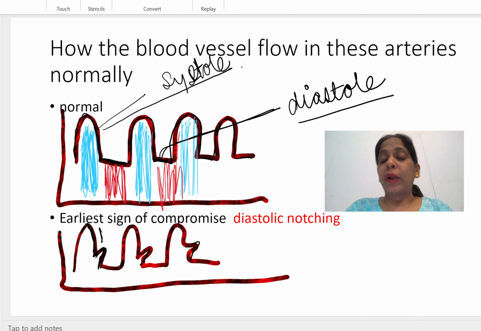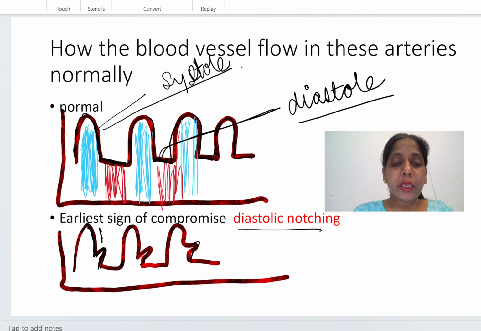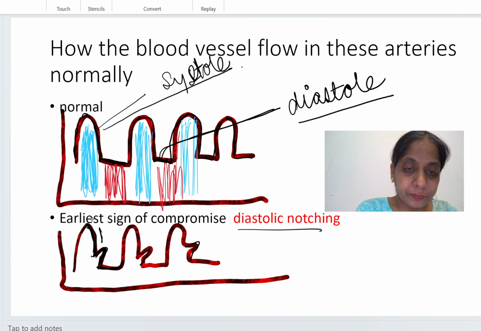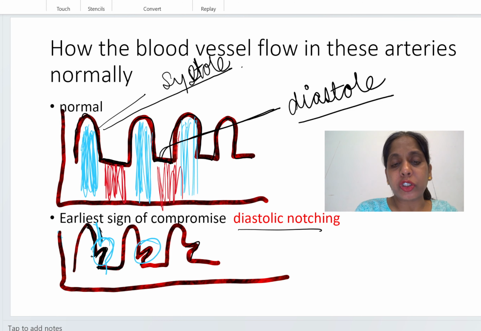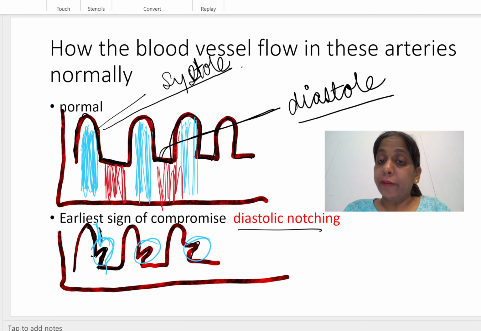Now let's see what happens when it is compromised. The fetus gets compromised or suffers hypoxia. In the initial stages, what happens is that the diastolic notching is there. Now this is the diastole falling. Here there is a notching. Some abnormality is there. Here is notching, this notching, this notching, this notching. These all are the diastolic notching, and they are found in the initial stages of fetal compromise.